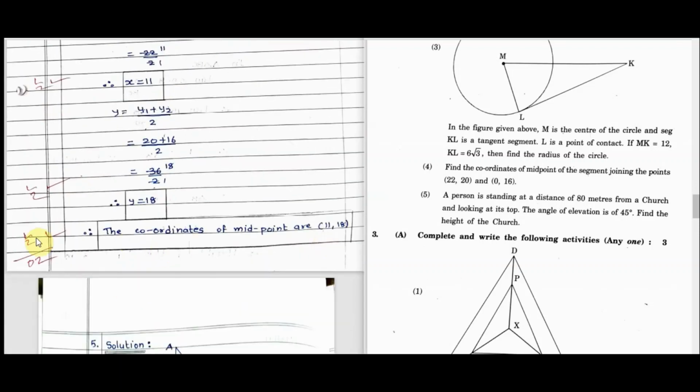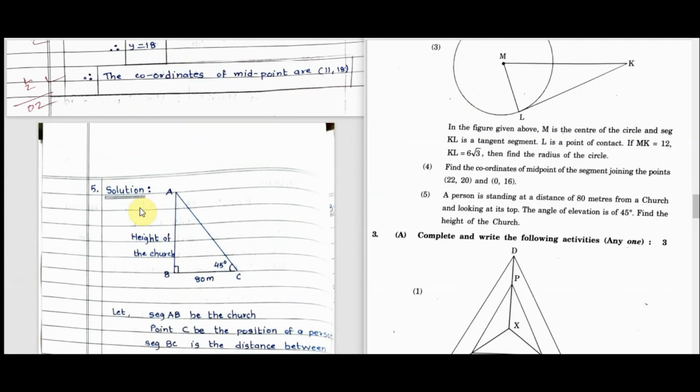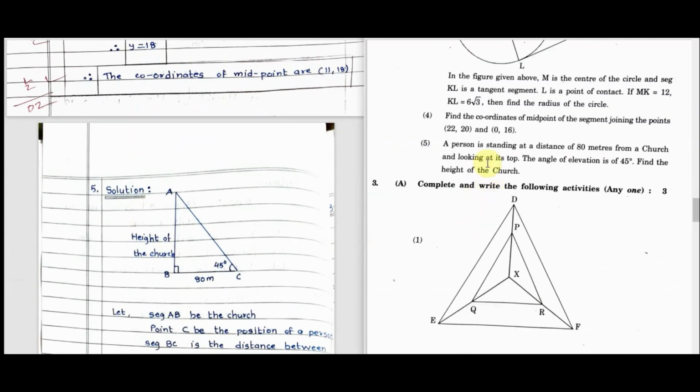So many times I told you that you have to write the final answer, because final answer carries marks. So here final answer carries half mark, that is equal to 2. Okay, so like this you got question number 2b completed. Okay, no sorry, one more example is there, that is the fifth one.